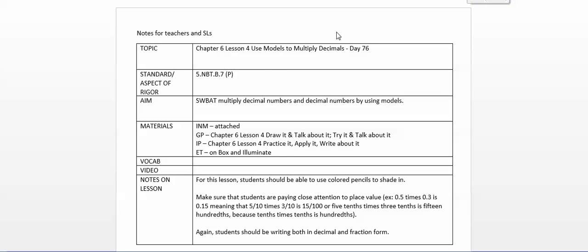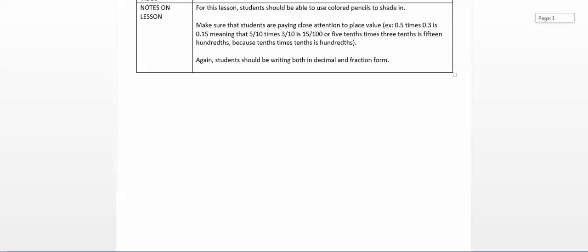Right, we're going to look at Chapter 6, Lesson 4, using models to multiply decimals. I've made some materials here, the introduction to new material, and you will use the My Math materials for the guided practice and the independent practice. Similar to how we modeled with multiplying fractions, we're going to model that same way with multiplying decimals, because decimals are only a special type of fraction.